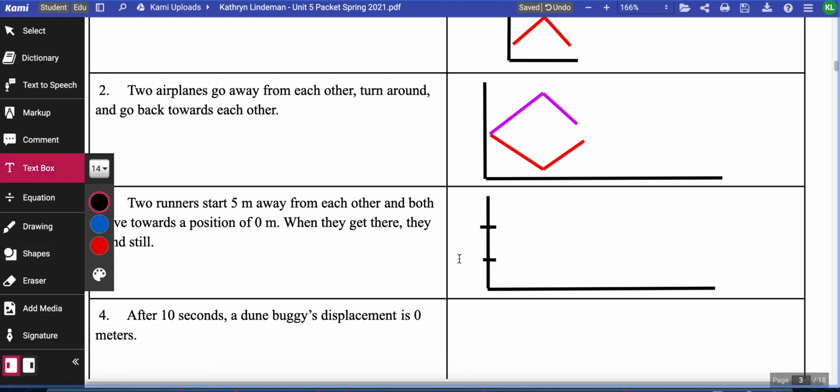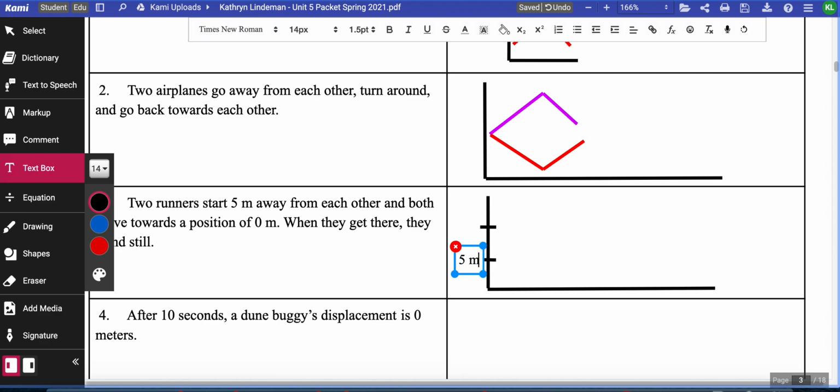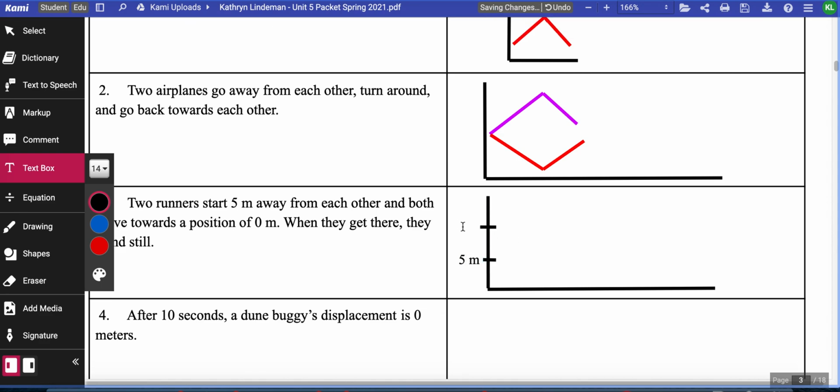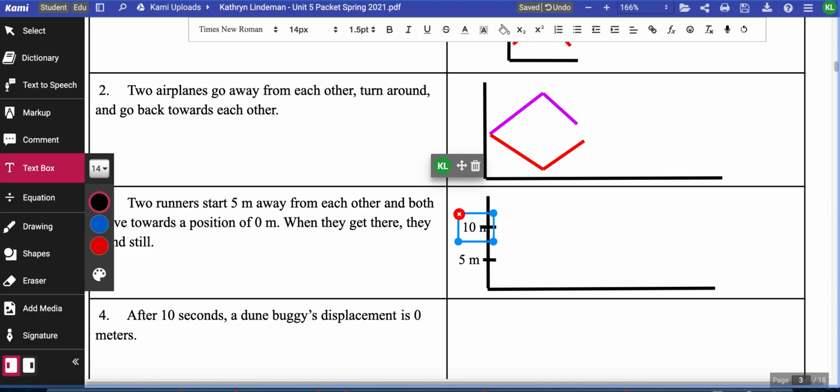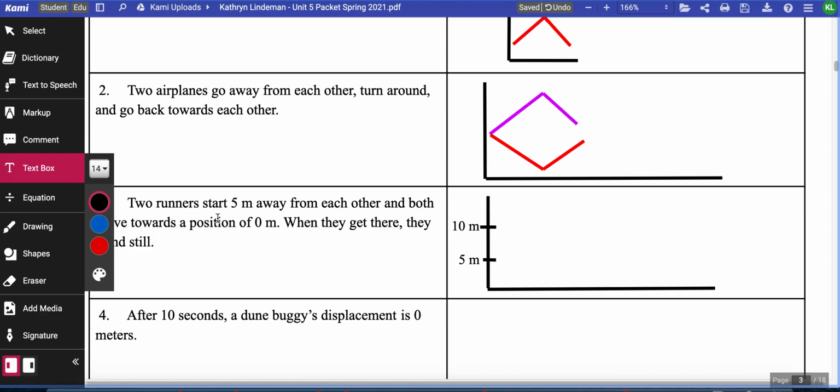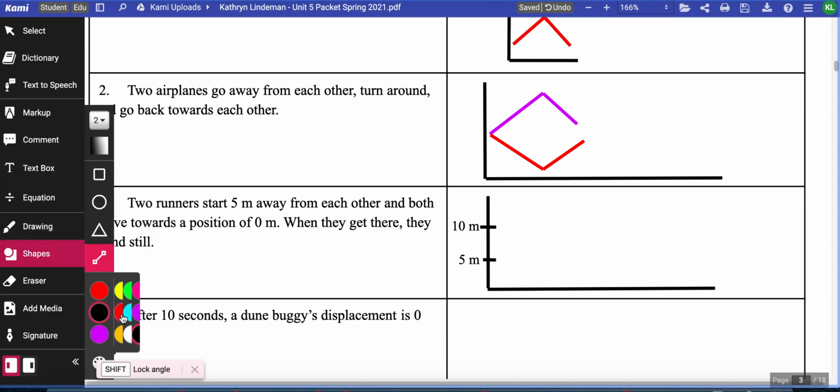So let's say 5 meters and 10 meters. Okay, and we have two runners. So back down to shapes. So basically they just go down to position 0, and then they are standing still. And I want to talk through this after I draw this.